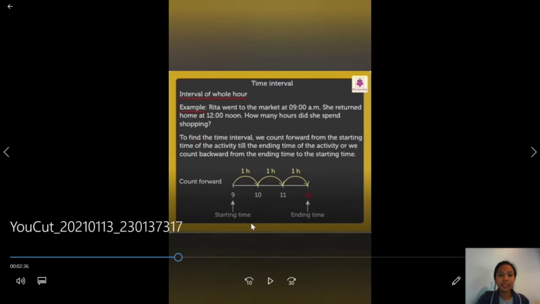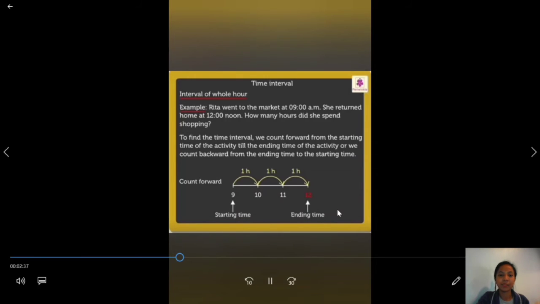This is her starting time, the time that she went to the market. As you can see here, it's 9 o'clock, and then the ending time is 12 noon. So how many hours from 9 to 12? Let's count. 1, 2, 3. 1 hour, 1 hour, 1 hour. So 1 times 3 is 3 hours.